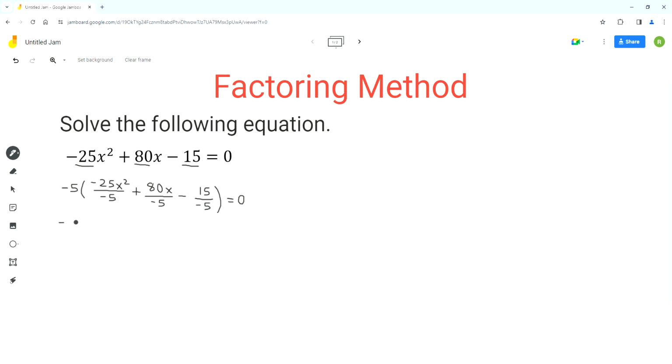So now we can write, -5 is outside the parentheses. -25 divided by -5 is +5, so we get 5x squared. And then 80 divided by -5 is -16, so we get -16x. And now 15 divided by -5 is -3, but there is also a negative sign in front of this term, so it will become +3.